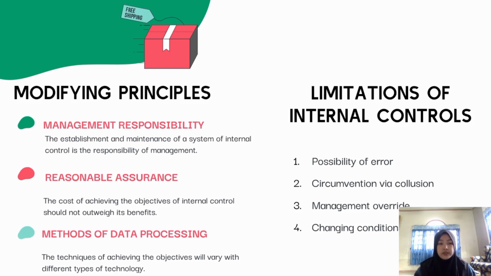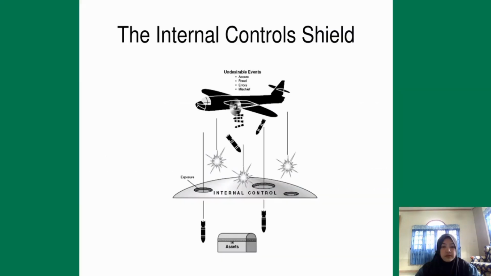Then the limitations of internal controls: we have the possibility of error because no systems are perfect, then circumvention via collusion, management override, and changing conditions. So we have the internal control shield. The absence or weakness of control is called exposure. As you can see in the picture, exposure, described as a hole in the control shield, increases the firm's risk of financial loss or injury from undesirable events.